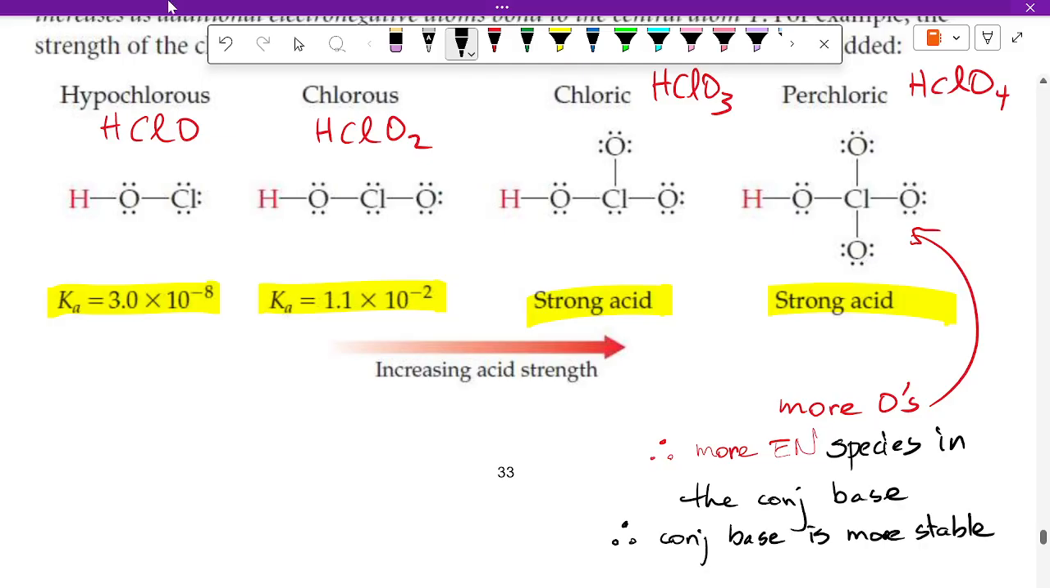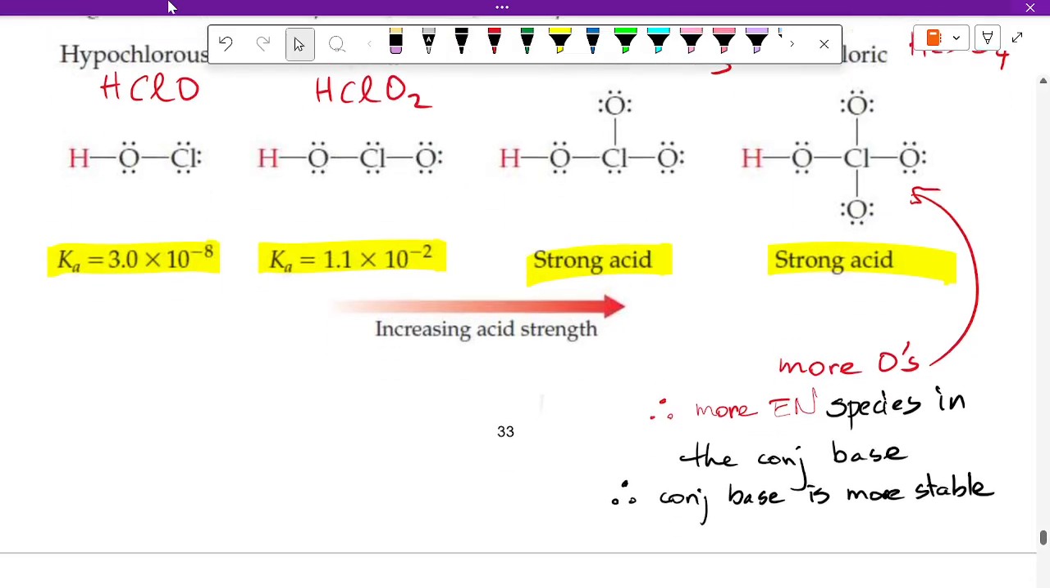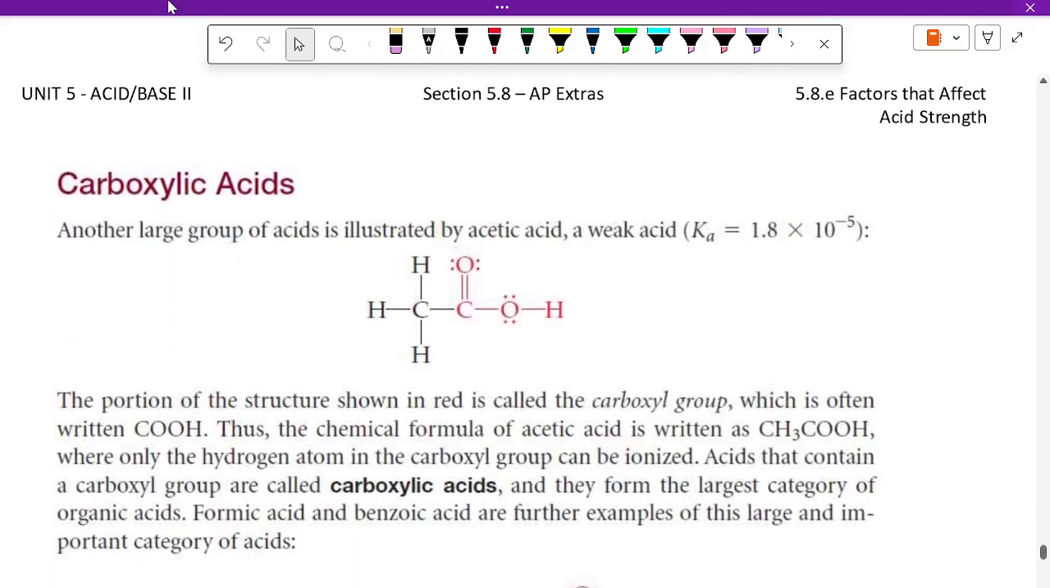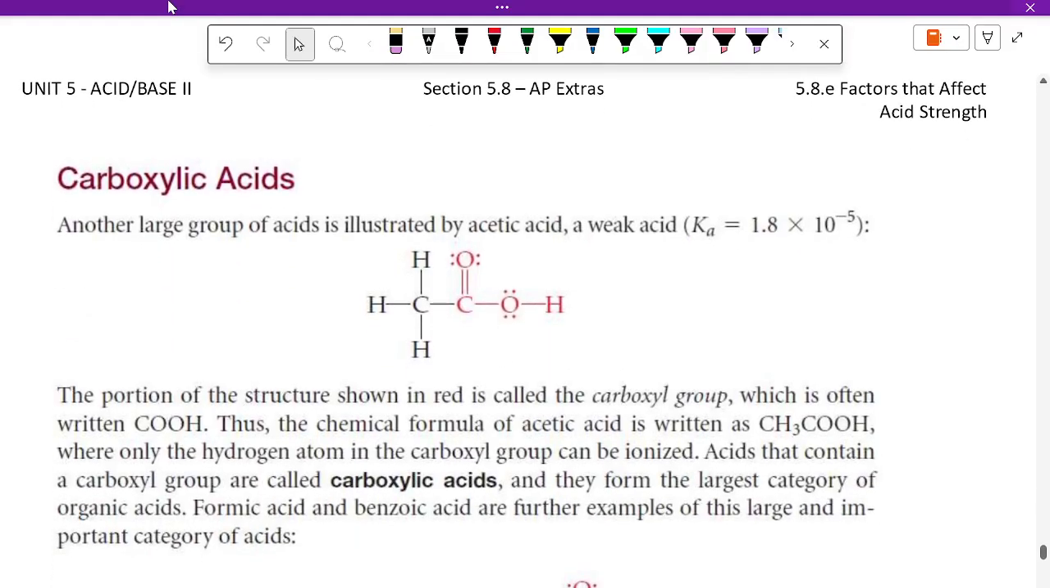Yes? Why is HClO what? Oh, because our data table is just some common acids, right? It's not all acids. Yeah, HClO3 is another strong acid. I don't know why it's not on our data table. Because we had to limit it. It had to fit on a page. You know what I mean? We didn't want the print to be too small.